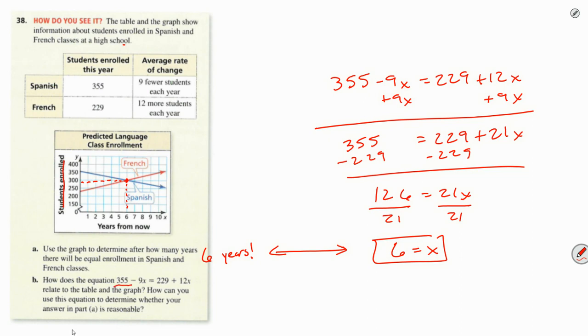Notice where this equation comes from. 355 minus 9x, 9 fewer students. Start at 355 minus 9 students. Start at 229 and gain 12. So there are two different ways to solve this problem. You can make a graph or you can write an equation and solve.